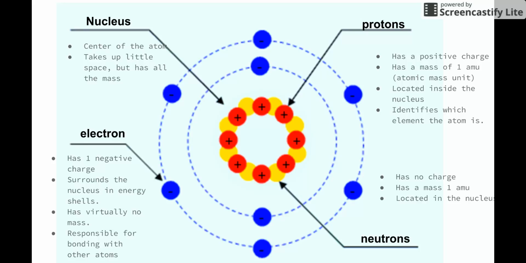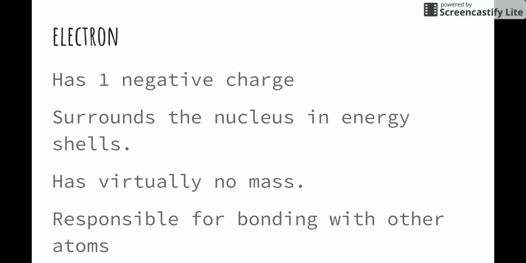And lastly, we have the electron. The electrons are located on the outside of the nucleus. They have a -1 charge, and their mass is super tiny. It's 0.0 with like 18 zeros, 1 atomic mass units. So we basically just call it 0 because it doesn't really matter. And I'll explain that a little bit more in detail in class.